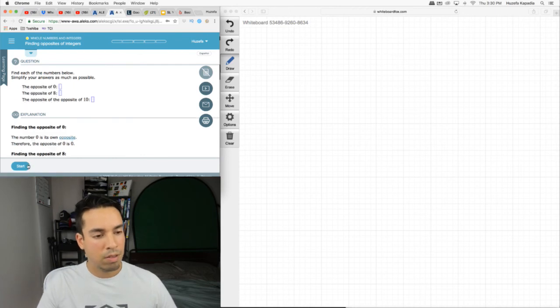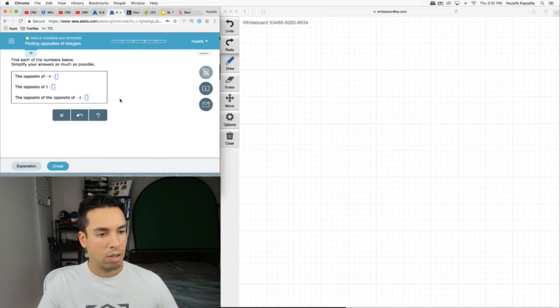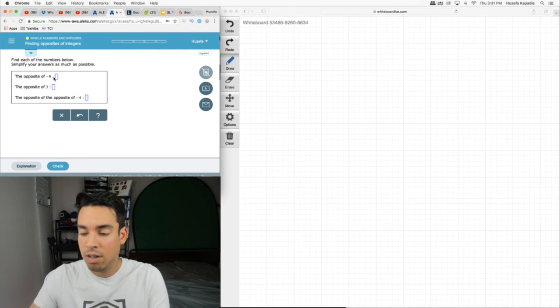Okay, finding opposites of integers. All right, simplify your answers as much as possible. When we're talking about opposites, we're just talking about multiplying by -1. If a number is positive, its opposite is negative. If the number is negative, its opposite is the positive version of that number. If it's 0, it's just 0.